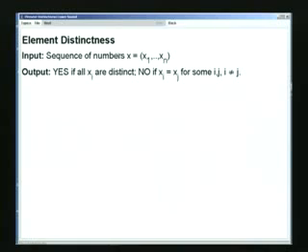Let me start by defining the problem. You are given as input a sequence of numbers. Let me call the entire sequence x, and the individual numbers in the sequence are x1, x2, ..., xn. We are supposed to output a yes answer if all the xi are distinct, and otherwise, if some two numbers xi and xj are identical, then we are supposed to output a no answer. A no answer means that no, all the elements are not distinct.